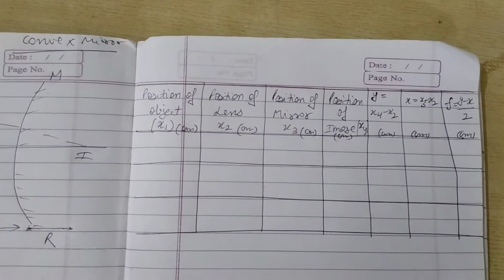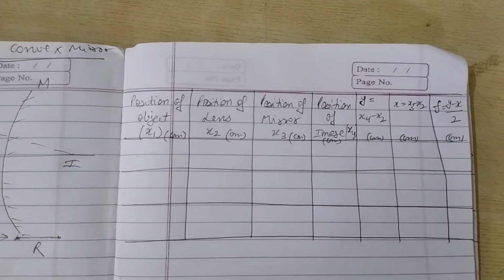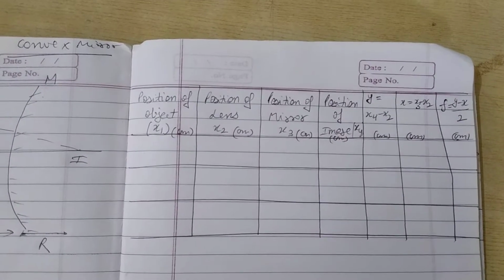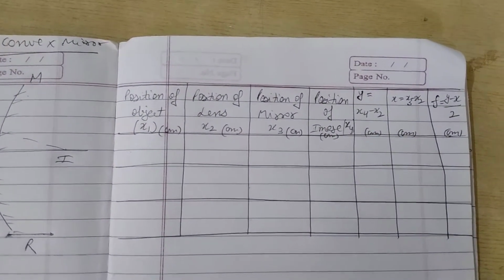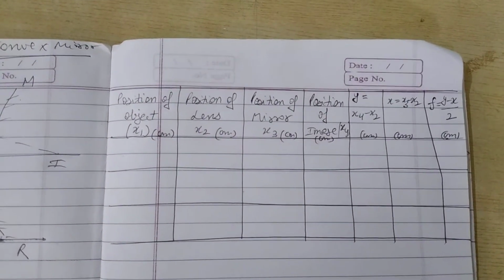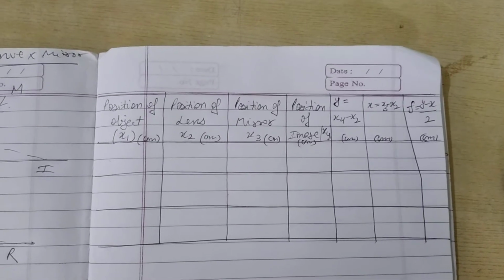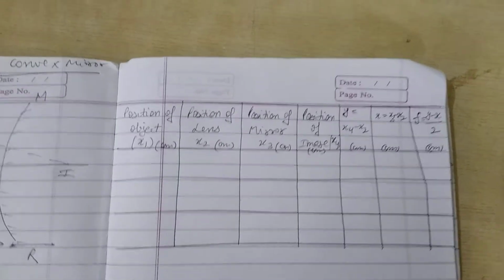So first I have written the position of object, say x1, position of lens x2, position of mirror x3, position of image x4, so that y is x4 minus x2 and x is x3 minus x2, so that the focal length will be (y minus x) upon 2.